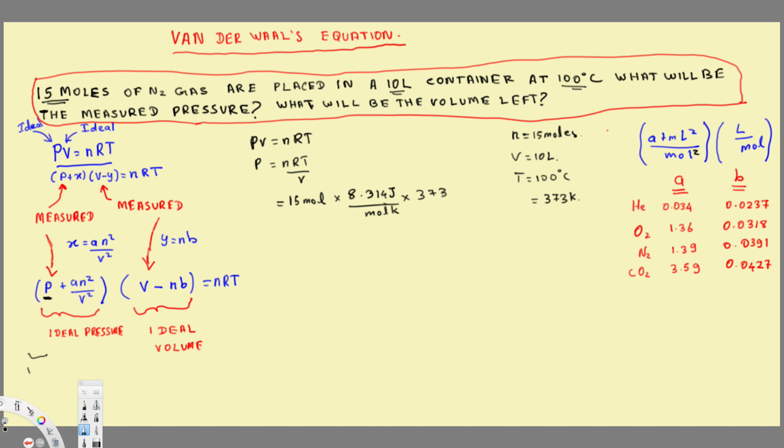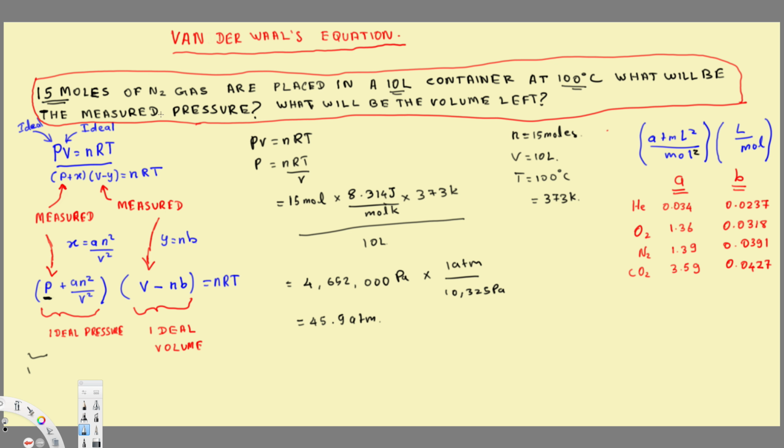And if you calculate this value, this will give you 4,652,000. This is Pascal. If you want to convert into atm, you can simply multiply this by atm and divide by 101,325 Pascal, and that gives you atm. If you calculate that one, that will give you 45.9 atm. So this is our ideal pressure, but the question is asking to find the measured pressure, right?